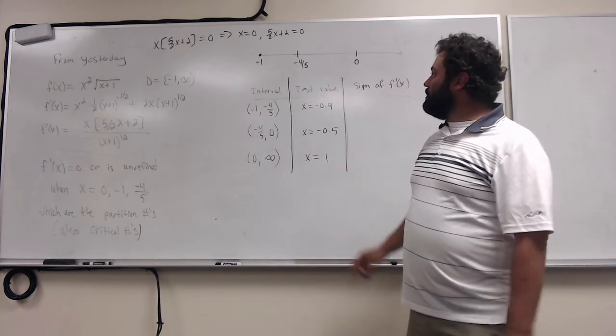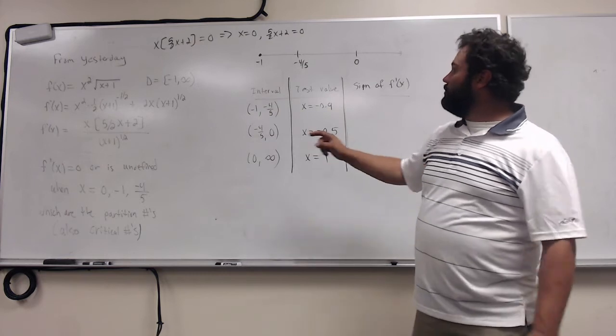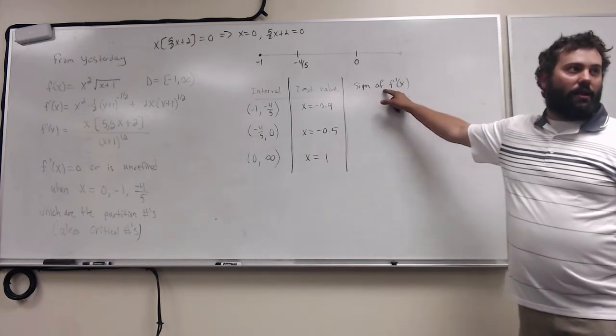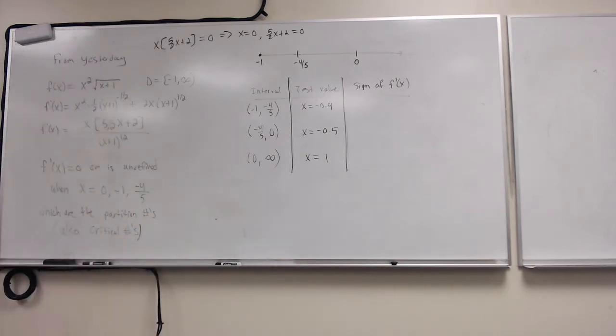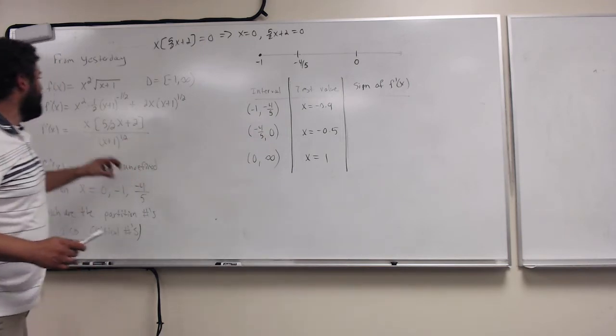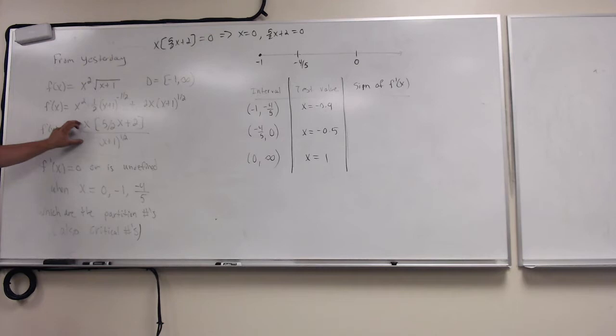Now what you're going to do is plug all your test values into the derivative and note what the sign is. So let's see, I guess I can get out the calculator here, unless someone's already done these. I did it. Oh, okay. So when you plug -0.9 in, now you're plugging that into the derivative.